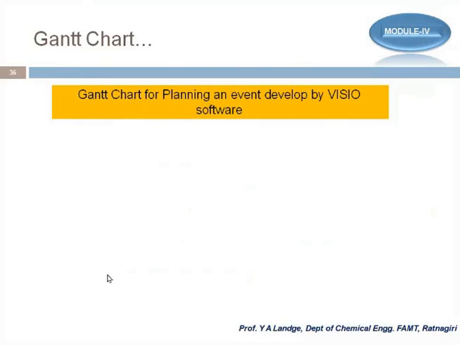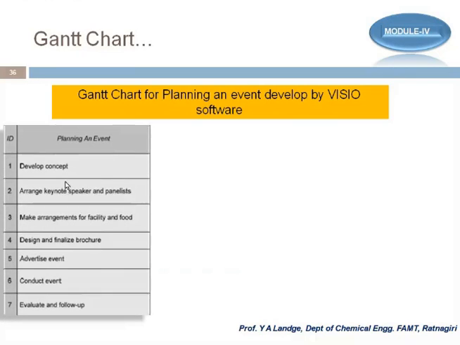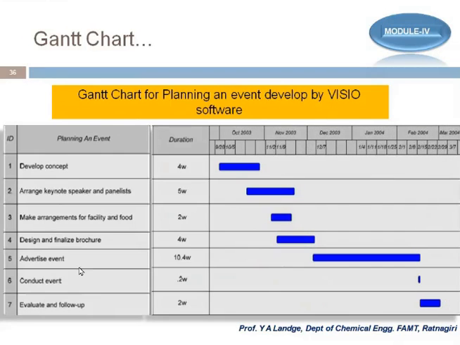Now the Visio software is used to draw a Gantt chart. If you see here, we have 1, 2, 3, these are the IDs, and for the planning of an event we have to give the name of it. So: develop the concept, arrange the keynote speaker, mark the arrangement, design, finalize. So this is the content, and we can do it with the help of the Visio software.